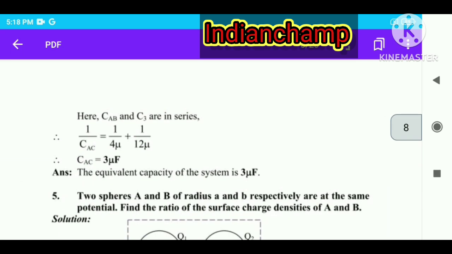Here CAB and C3 are in series. Therefore, for the series combination, 1 upon CAC is equal to 1 upon 4 μ plus 1 upon 12 μ. Therefore, CAC is equal to 3 μF. The equivalent capacity of the system is 3 μF.